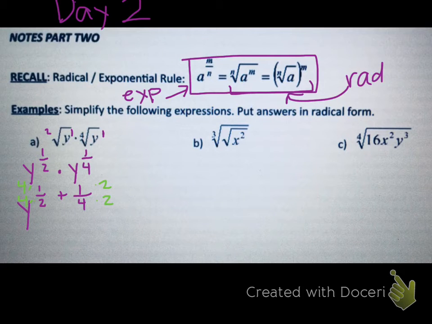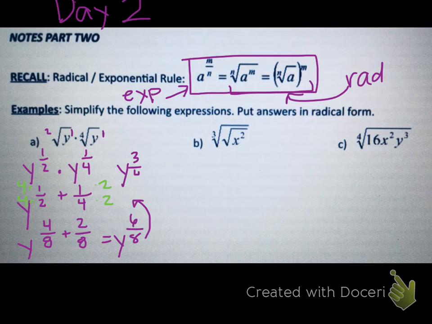By doing this, we will have common denominators. So this will become 4/8 plus 2/8. And when I add that, I get y to the 6/8. Now we can reduce that, and I expect you to reduce if you can. I'm running out of room, so I'll come up here. So this will be y to the 3/4 power.